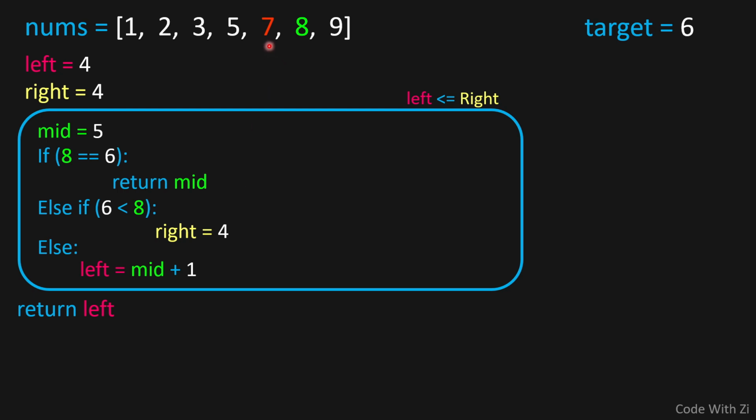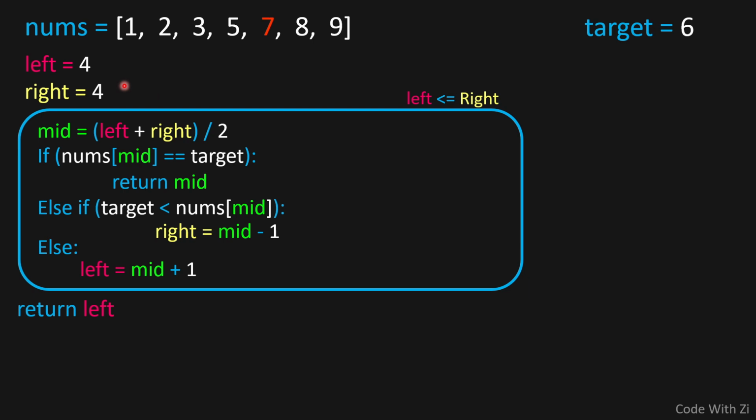And now right is pointing to this number, and we're gonna keep on looping because left, which is 4, is smaller than or equal to right, which is also 4. So we're gonna calculate our mid, which is 4 plus 4, and that's gonna give us 8. Divided by 2, that's gonna give us 4. So now middle is gonna be pointing to this number. So nums of mid is gonna be equal to 7, and our target is 6. So are these two equal? Not really. So we're gonna fall inside the else.